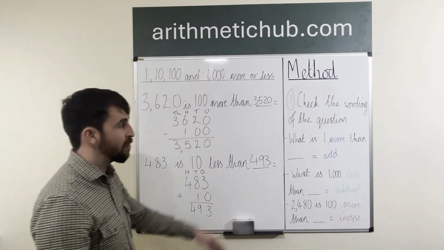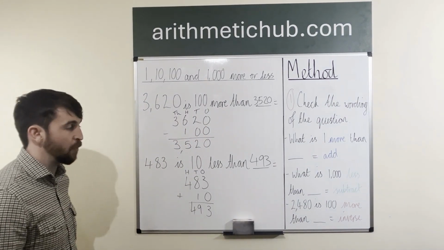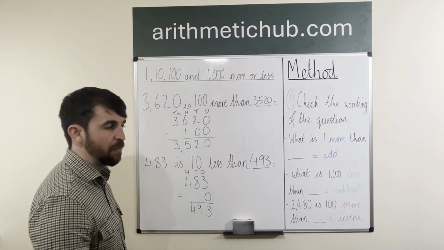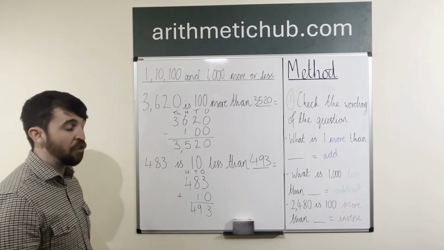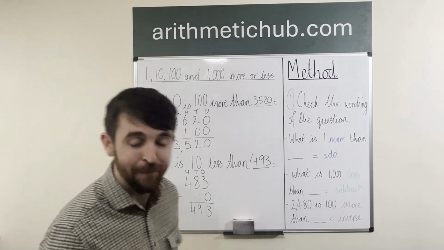So when we're looking at these questions, we need to really check the wording of the question. Okay, because there are 3 different wordings, and that means there are 3 different types of question. So we've had a look at all 3 of those different types of questions, so use that to help you when you're doing your calculations.